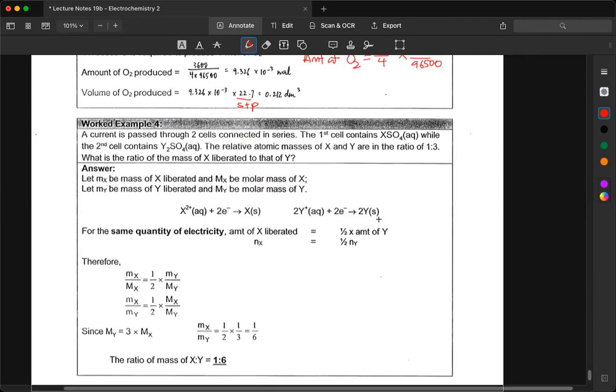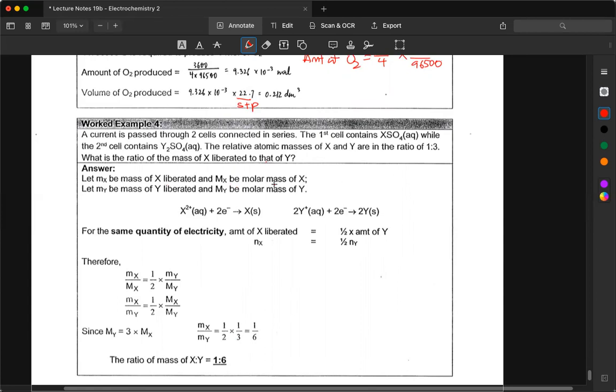Last question for this topic. A current is passed through 2 cells connected in series. The first cell contains XSO4, while the second cell Y2SO4. The relative atomic mass of X and Y is in the ratio 1:3. What is the ratio of the mass of X liberated to that of Y? So you use algebra to solve. Let mX be the mass of X liberated and MX the molar mass.